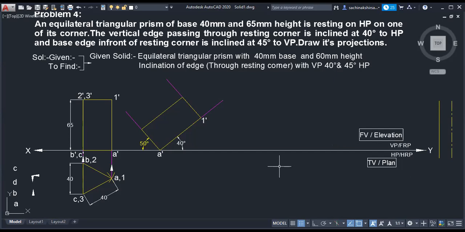Sometimes instead of this, it may be told in the problem statement that the base is making this much angle with the HP. It is inclined in such a way that its base is making this much angle, 50 degree. On the other hand, we can say its base is making 50 degree. Okay, likewise also you can understand. So look at the point.